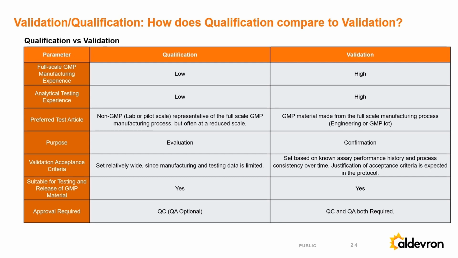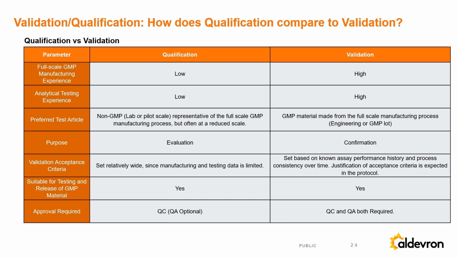And so when we don't have a lot of experience manufacturing a particular construct, if we have perhaps a new method where we're not quite sure of how the method will perform, if we may not have the most representative material, validation is just impossible. You can't do it. And the FDA would agree. And so that's where the qualification comes in. It really is that evaluation piece.